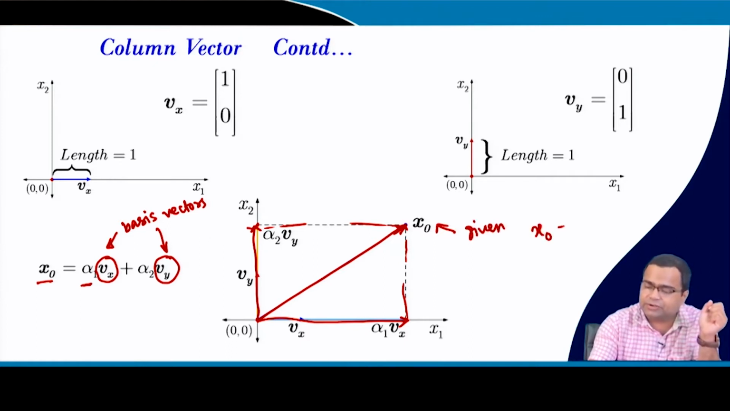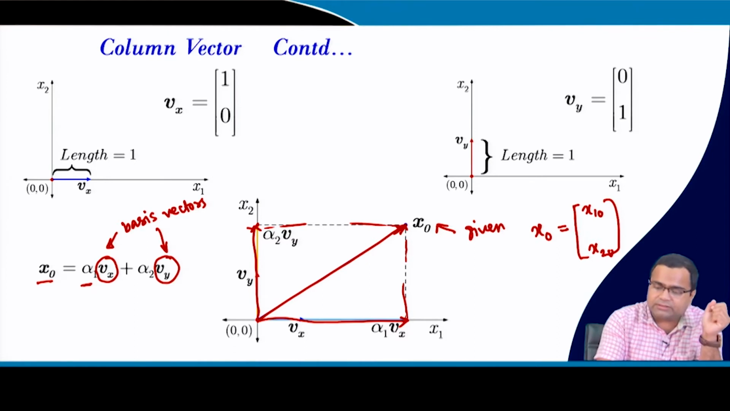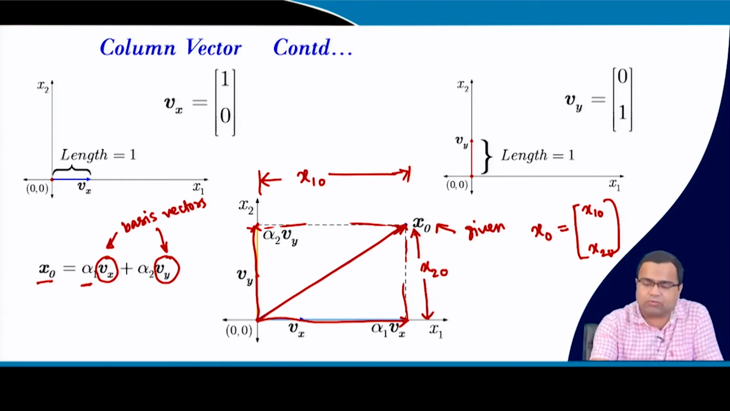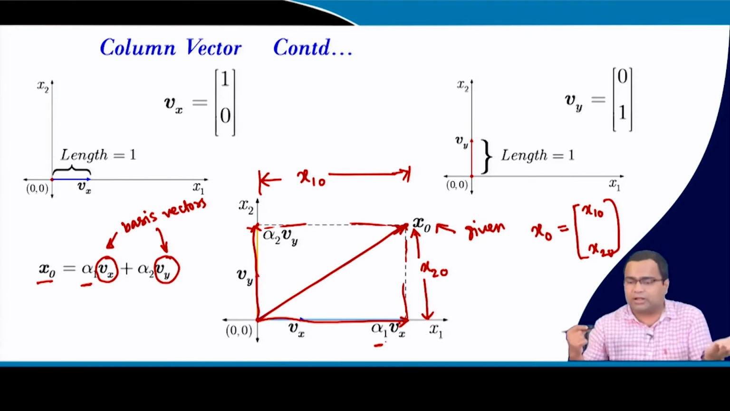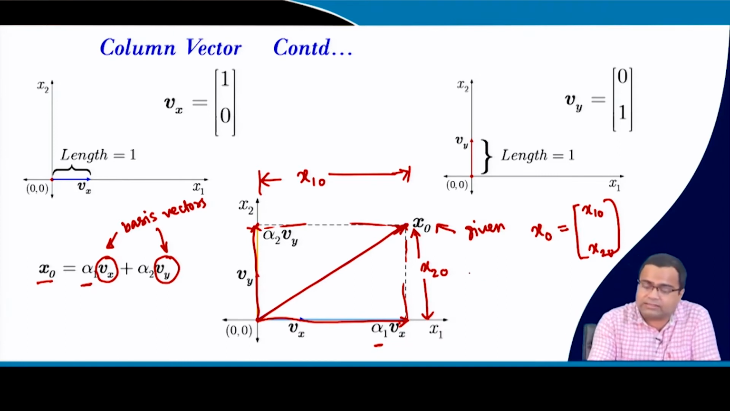What is this? This is x0, which has two components, x1 0 and x2 0. That means in this axis it has x1 0 units and in this axis it has x2 0 units. So this is the coordinate, and I want to match this horizontal and vertical displacement, and from there I can solve for alpha 1 and alpha 2.